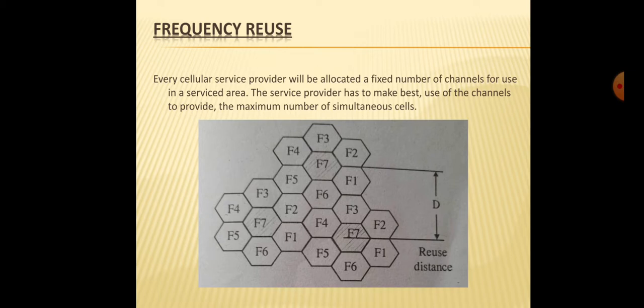For example, you can see in the diagram F2 is there. Besides F2, that same cell will not be there, but after leaving that, after some cells, you can reuse it. It is marked, see there, F7 is there, one more F7 is there, and one more, so 3 times F7 is there, meaning you can use the same. Okay, so like that it will be.